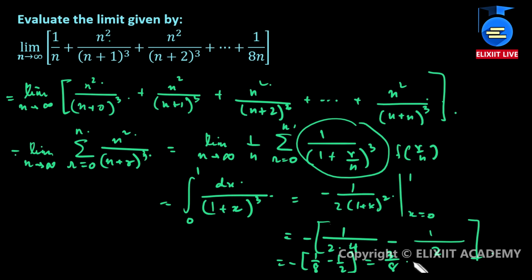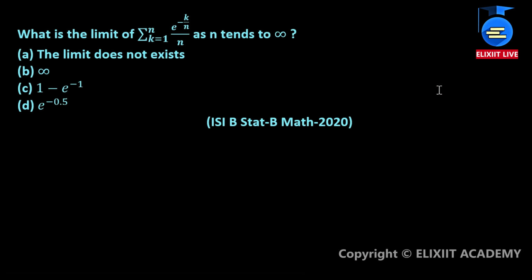Let's see some more questions of this type. This is a very simple problem asked in ISI BStat BMath 2020. You have to find the limit of sigma k is equals to 1 to n e to the power minus k by n upon n as n tends to infinity. A similar question was also asked in JEE. You're asked to find out this limit actually.